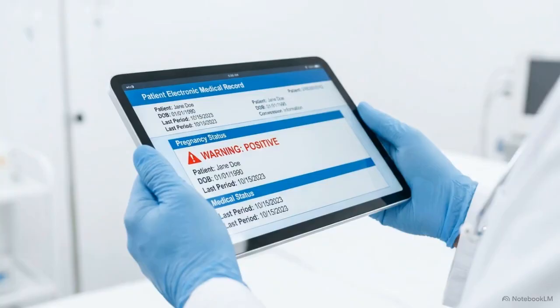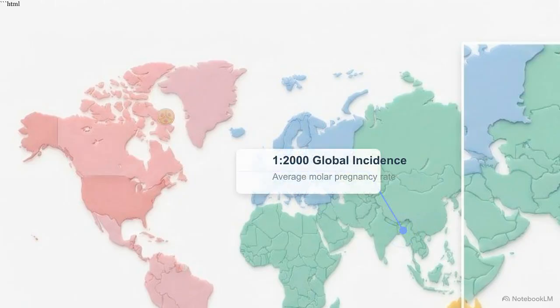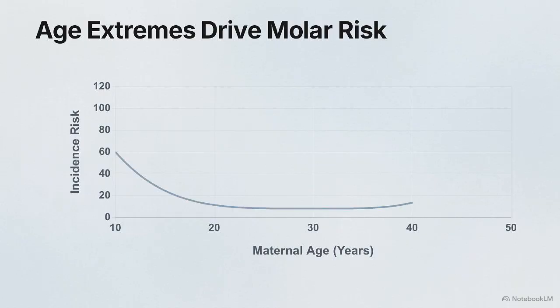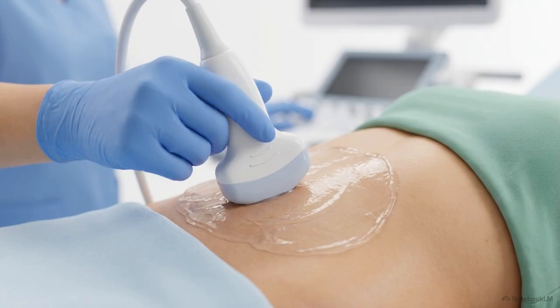These internal cellular changes create a specific clinical profile for the physician. The incidence of molar pregnancy is roughly 1 to 1.5 per 2,000 pregnancies, though rates are higher in Asian countries. Patients are at the highest risk when they are under 20 or over 40 years of age. Diagnosis relies heavily on early ultrasound monitoring.